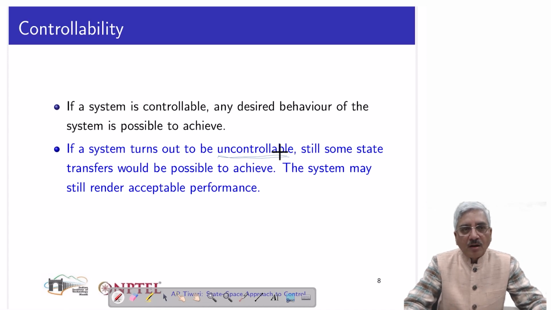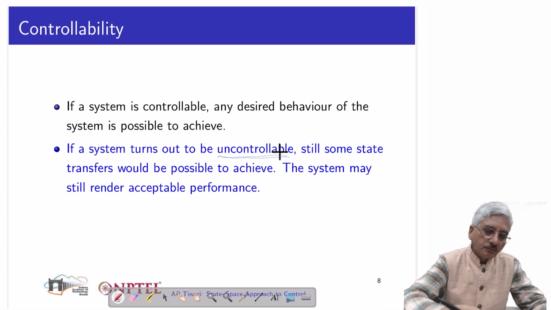And the obvious answer to this is that yes, the system may not perform in the desired manner, but it may not be useless. It may still meet some of the performance specifications. There may be some limitations on its performance, but it's not true that uncontrollable systems are useless systems. They may still be quite useful.